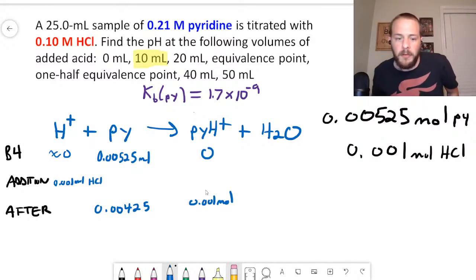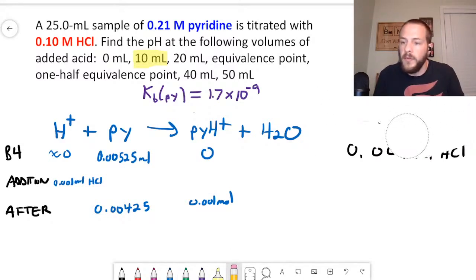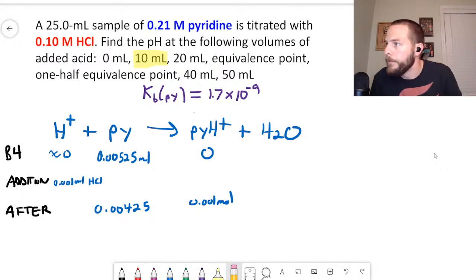Okay, so now we have the amounts of the weak base and the conjugate acid. At this point, it looks like we have ourselves a buffer solution, because we have significant amounts of both a weak base and its conjugate acid. And so now we can use the Henderson-Hasselbalch equation to solve this problem, which is a very, very convenient way to solve for this.